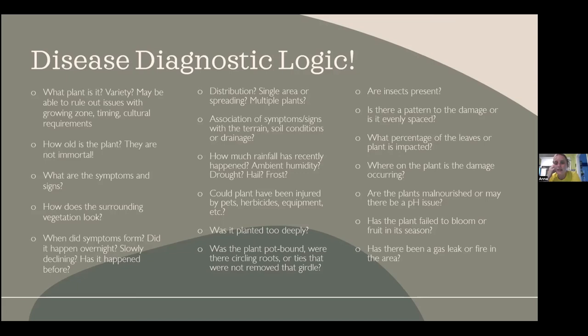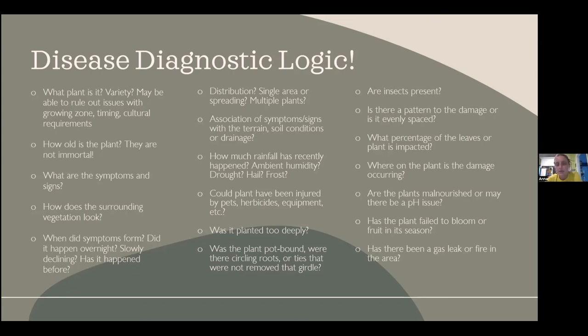Is there a pattern to the damage or is it evenly spaced? What percentage of the leaves or plant is impacted? In the case of fig rust, it can be almost 100% damage, and I know that tree is going to be fine. But in the case of blackberry rust, if it's one leaf, I know that entire plant is doomed. So that can be a really good, important diagnostic tool. Where on the plant is the damage occurring? Are the plants malnourished or might there be a pH issue? That's why it's really nice to do a soil test periodically.